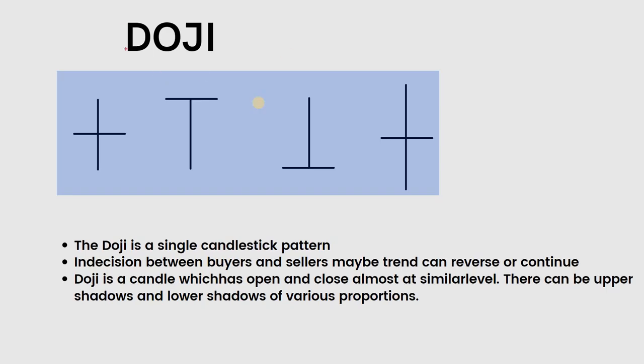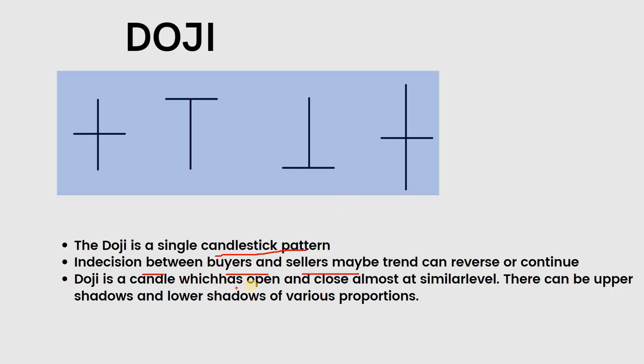Let's say the candlestick is not having a body. If you read here, you can see that the doji is a single candlestick pattern showing indecision between buyers and sellers. Whenever you see a doji at major levels, it can be at a support or resistance, or maybe after a breakout, you can see that the doji is created because there is indecision in the market. Buyers or sellers have no control over the market and they are struggling to move further. That's why we have a doji.